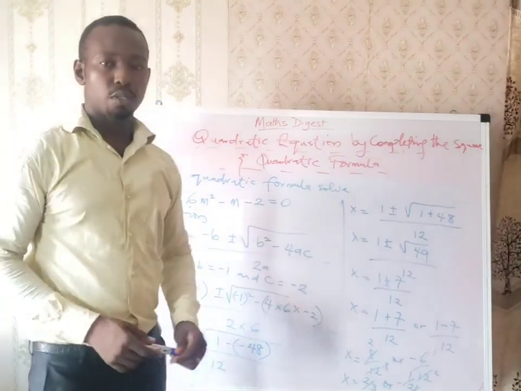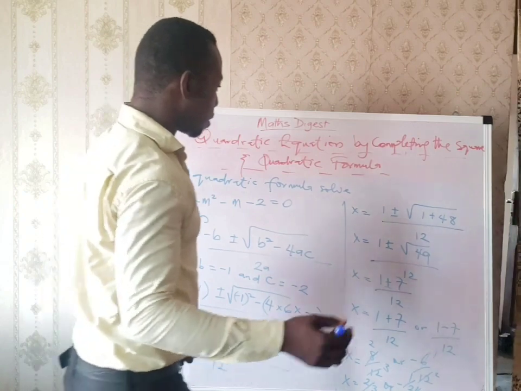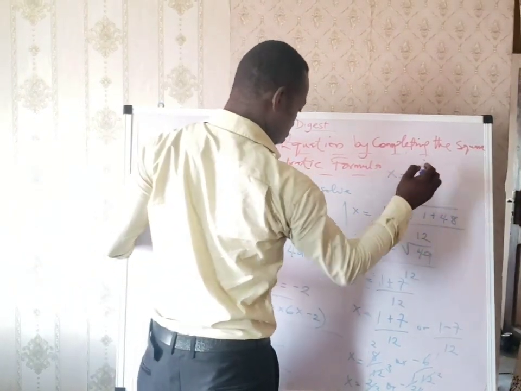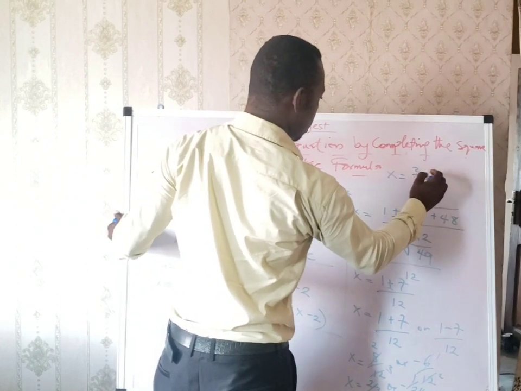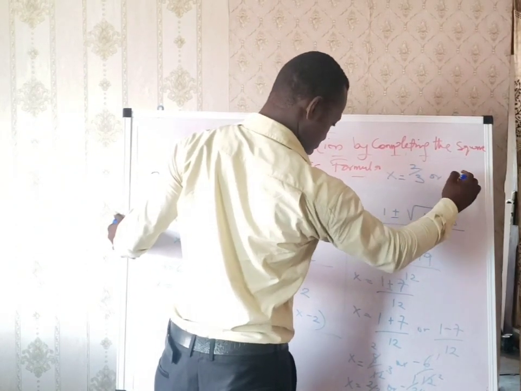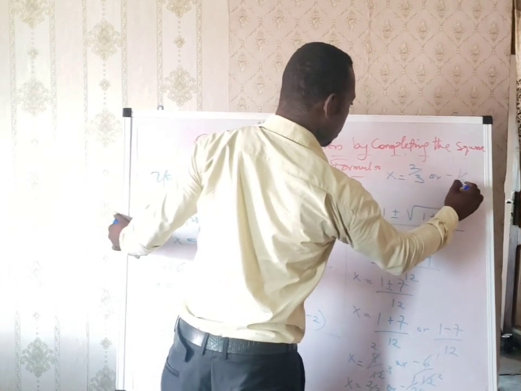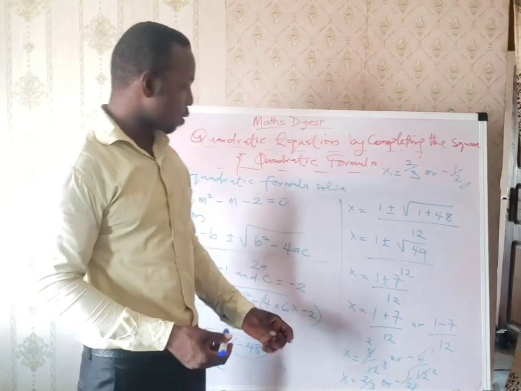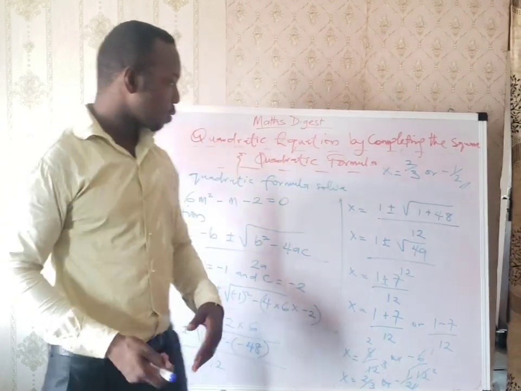All right, thank you very much. Sorry, let's write it out here so that you can see it boldly. What we mean, x is equal to 2 over 3, or minus 1 over 2. If you cannot see it well here, this is what we got. Thank you.